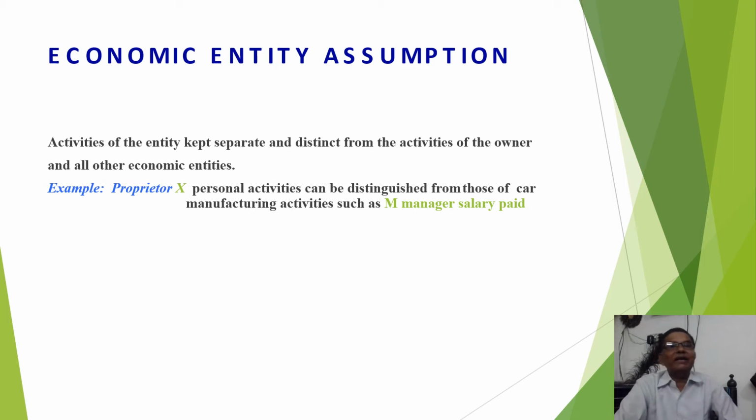So next one is the economic entity assumption. What does it mean? What is the economic entity or business entity assumption? All the activity of a business is kept separate and distinct from the activity of the owner, and all the economic events are recorded in the books of account of the business, not in the owner's personal record. So here we have taken that proprietor X's personal activity can be distinguished from those of a car manufacturing activity, such as manager salary paid.